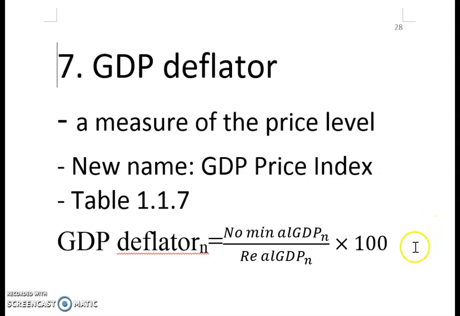So how do we measure the price level using the GDP? Because nominal GDP, if you remember, contains the ups and downs of the price. Real GDP does not allow the price level to go up and down. So because of that, we try to find out the ratio between the two and use that as an index to indicate the GDP price level.